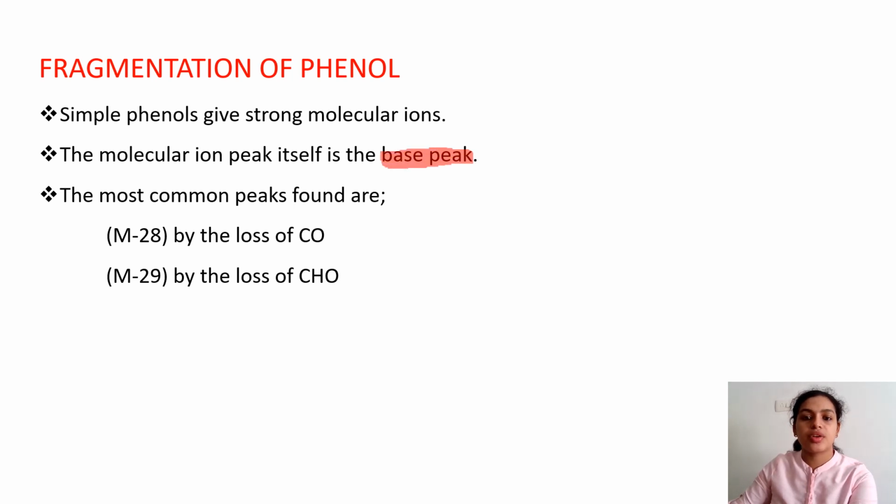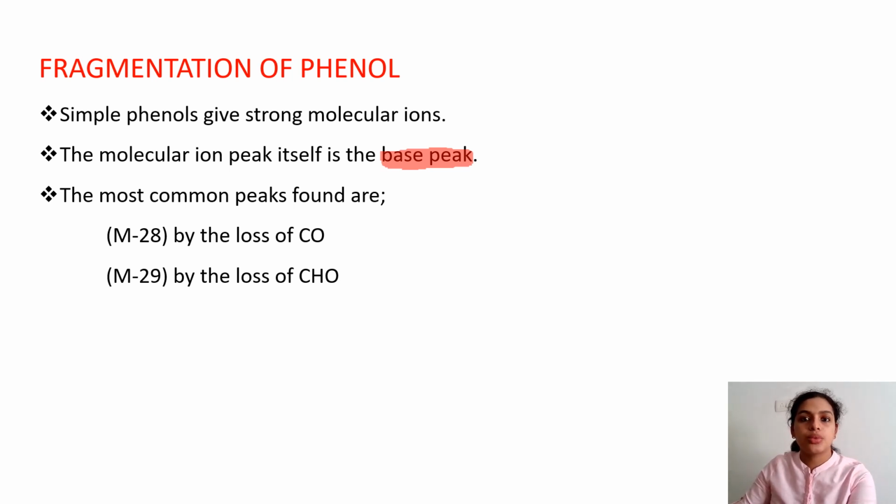So normally we don't see that in mass spectrometry. For almost every other compound the molecular ion peak will be very weak, but in the case of phenols it is so strong that it is itself the base peak.